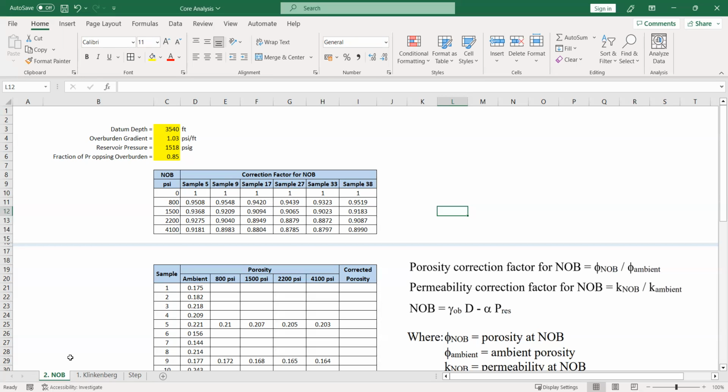Normally, these selected measurements are made at several values of net overburden stress, or NOB, and included in the report. Hopefully now we can learn something from that, where we already have the correction factor for net overburden stress, let's say from a core analysis report, and we also have ambient porosity data. What is the corrected porosity that we can use in our analysis and simulation? That's the idea here.